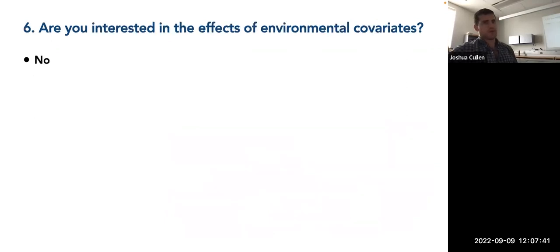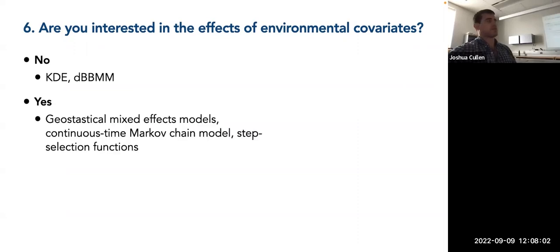And then lastly, are you interested in the effects of environmental covariates? So simply, if not, use one of the methods we covered today, KDE or DBBMM. Again, we're not going to be using minimum convex polygons moving forward, and ideally moving away from kernel density estimates if possible. But if you are interested in the effects of environmental covariates, there's a number of different movement methods that are available. And they do so in different ways.